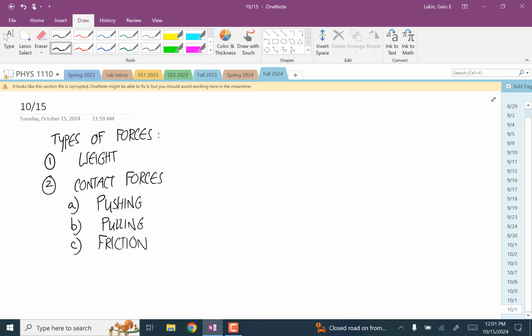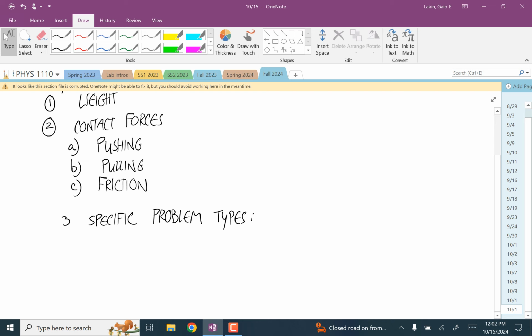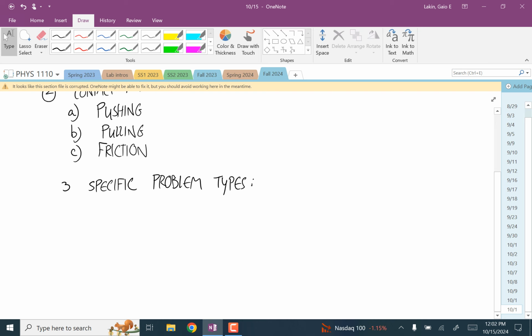And we went through a bunch of free body diagrams for these different types of forces. And then we started doing calculations with Newton's second law. We did Newton's second law on single bodies. And then we started talking about the 3 specific problem types and how to approach those. So 3 types of problems that require a particular way of approaching these things.